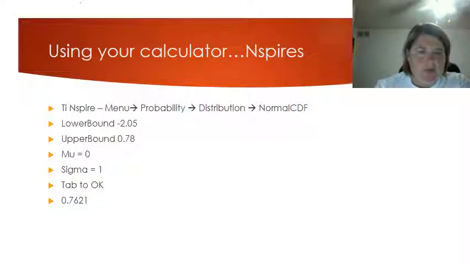Make sure that mu is set equal to 0 because these are z-scores. Sigma is 1 because these are z-scores. Tab to OK, and your calculator should spit out and round to 0.7621. You do the rounding. Your calculator won't round for you.